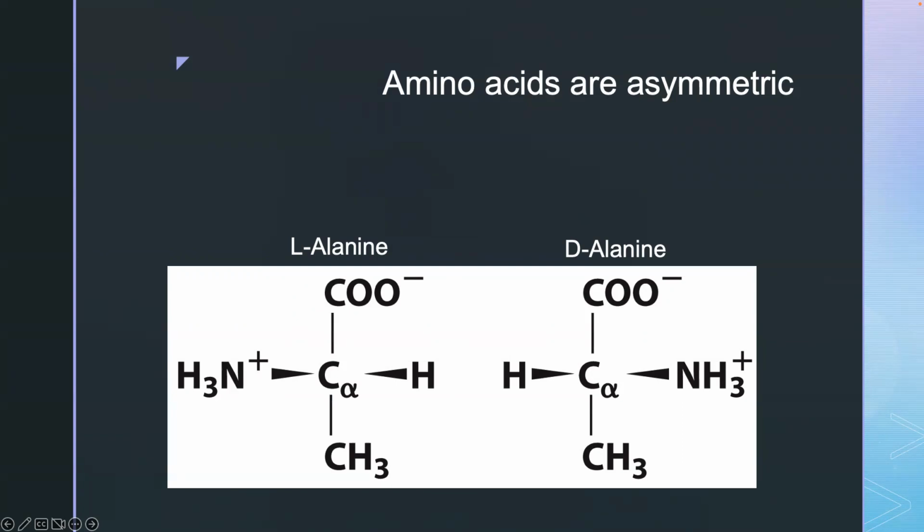Just a fun fact, L is the most common in nature. And this has to do with the machinery of translation. And a lot of times in bacteria, we will actually see the D enantiomer, and that may give them some sort of advantage in the host to have the other isomer.